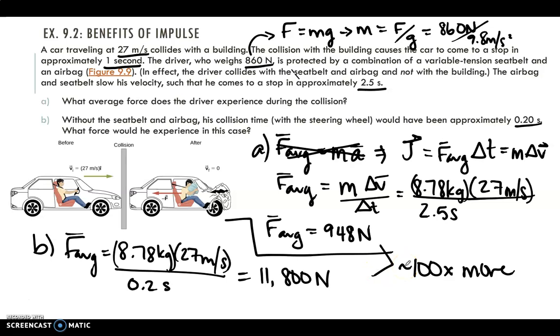So remember that seatbelts are very important. They're there for a reason. One other thing that I did forget to mention when doing this problem is the direction. I said that they were vectors, but I didn't put a direction on anything. So let me go ahead and do this over here.